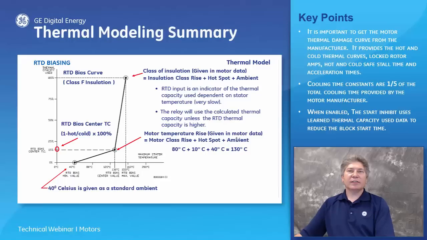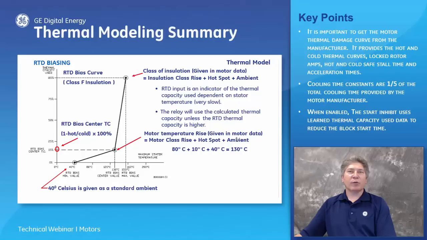RTD biasing. The RTD bias input to thermal model function also biases the thermal capacity algorithm depending on the hottest state of RTD temperature. When this function is enabled, a second value of thermal capacity used is calculated from the hottest measured state of RTD temperature. This value is used to correct the thermal model, modifying the value of thermal capacity used due to measured or calculated equivalent overload currents. The thermal capacity is determined by looking up the corresponding temperature on the programmed RTD bias curve. There is only one thermal capacity used register. Whichever input generates the highest thermal capacity used is the value that is displayed in the register.